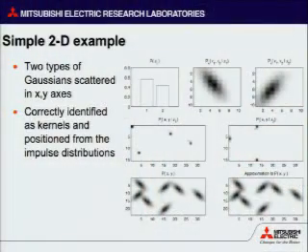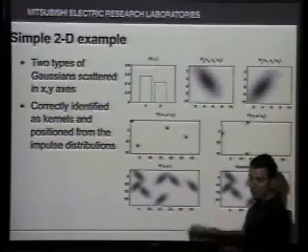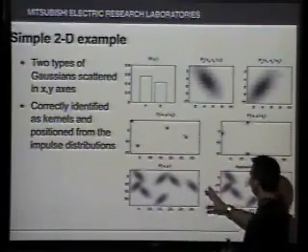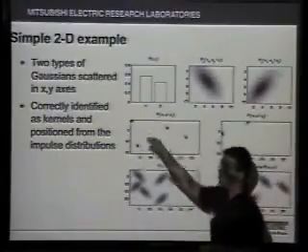Again, Gaussian example, simple stuff. We'll start with this input distribution. There are basically 2 different types of Gaussians looking in different ways, scattered all over. If we do the analysis, we end up getting these 2 kernels, and then these are the impulse distributions that describe where those things should have been placed.